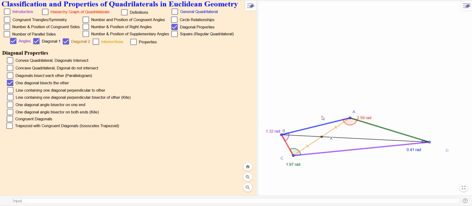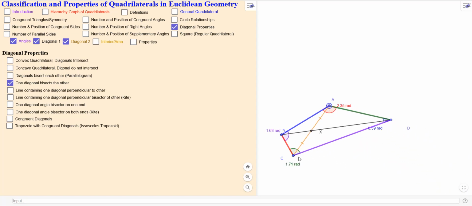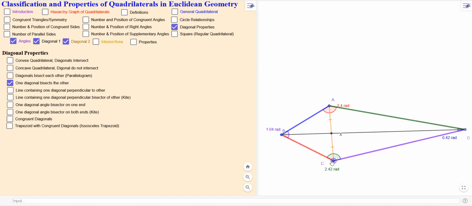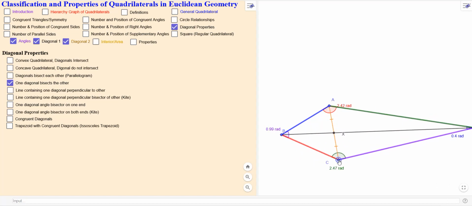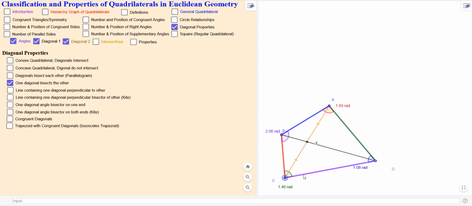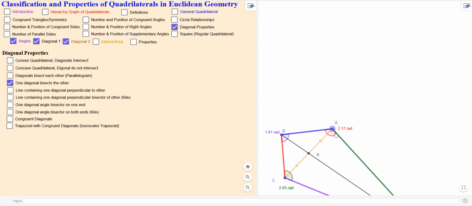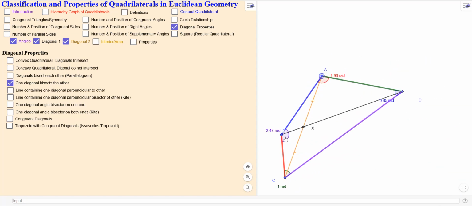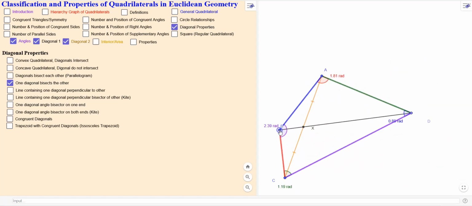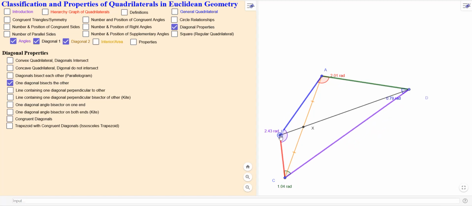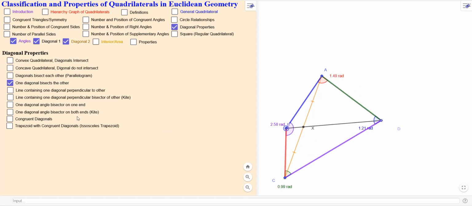Well, what if just one diagonal bisects the other? Well, no, it's not necessarily either a parallelogram or a kite. It might be a kite, or it might be a parallelogram. But it doesn't have to be. If they actually intersect, of course, it's got to be convex, but that's about all we can say about it.